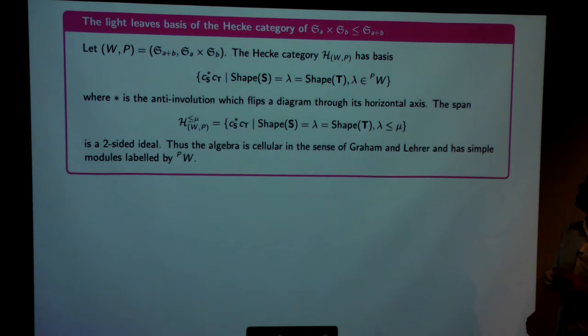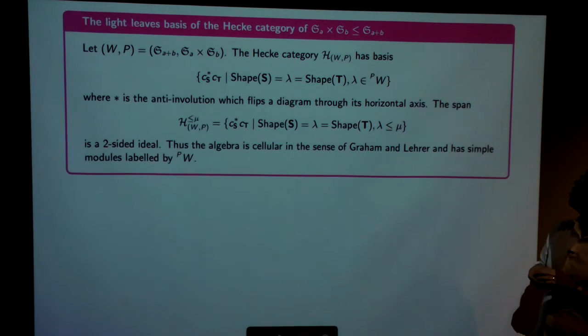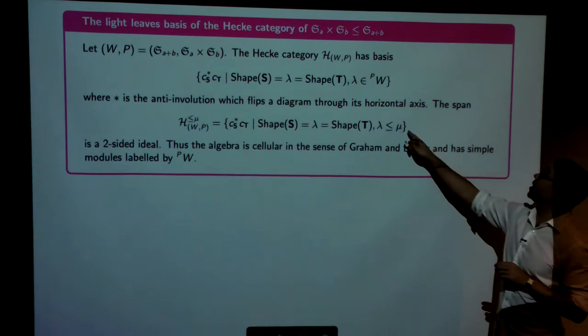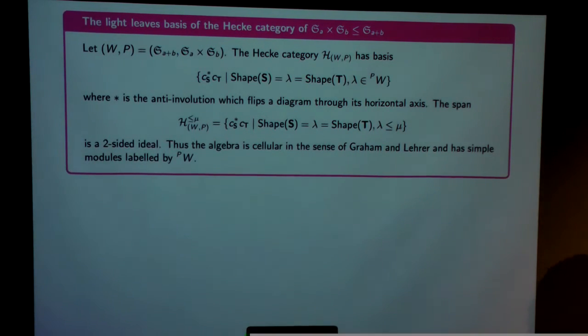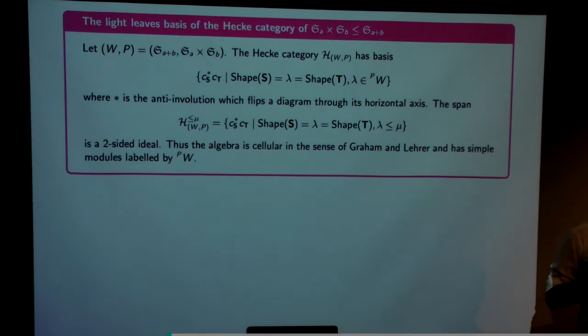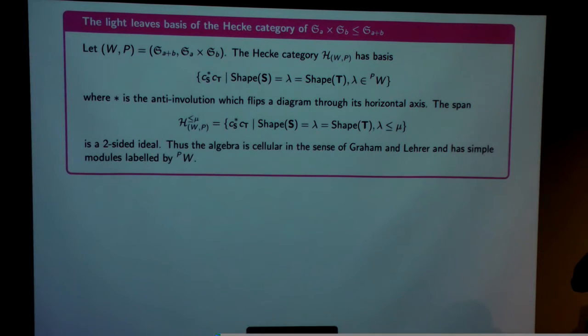Or if you prefer, because you're categorical, this is an object-adapted cellular category, where object-adapted just means that there are lots of idempotents floating around here coming from these points. Have you told us what the multiplication is in this algebra? No, I have not. That is the next slide. So this is the basis, and I'm going to tell you how to multiply shortly. You would say it's a two-sided ideal, right? That is true. But let's talk about cellularity first, and then multiplication later.